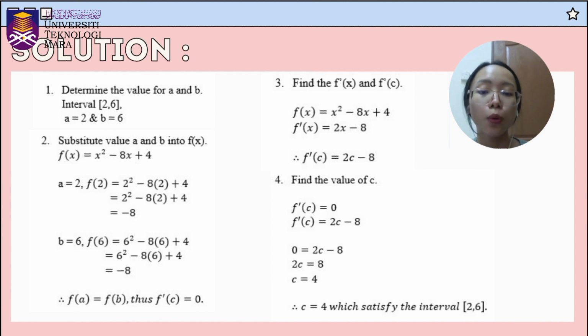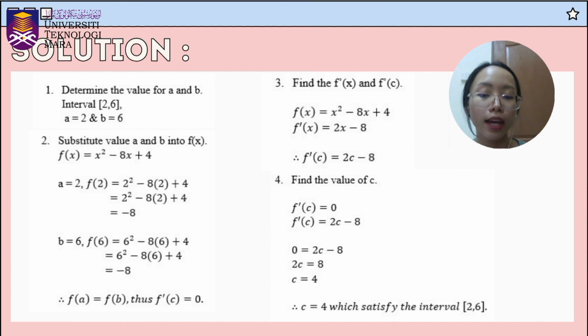Secondly, we will need to substitute the values a and b into f(x). The function f(x) given in the question is f(x) equals x squared minus 8x plus 4. When we substitute the value a, which is 2, into this function, we will get the value negative 8. When we substitute the value b, which is 6, into this function, we will also get the value negative 8.